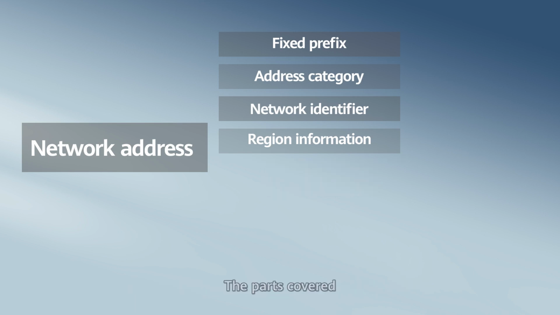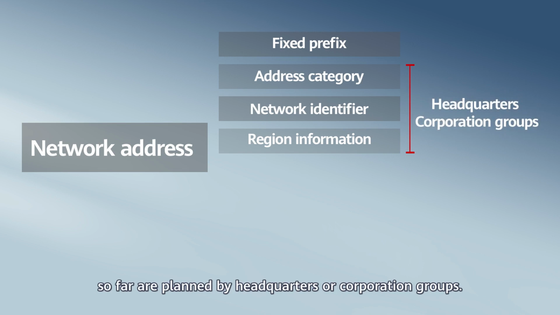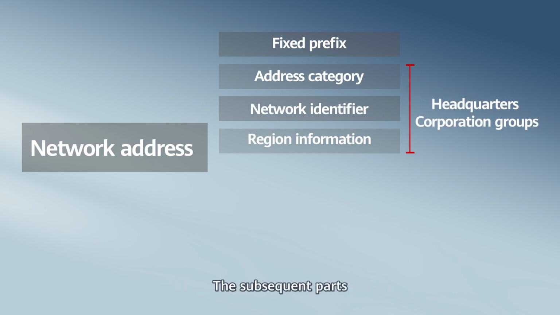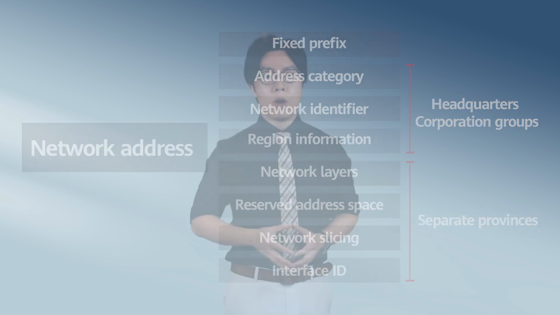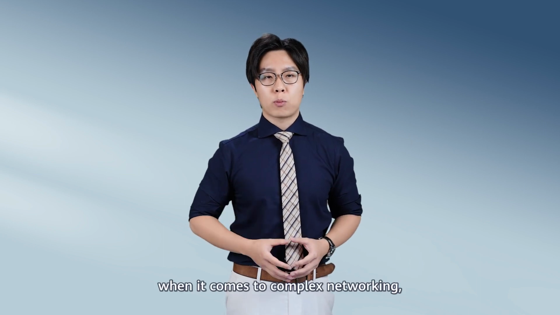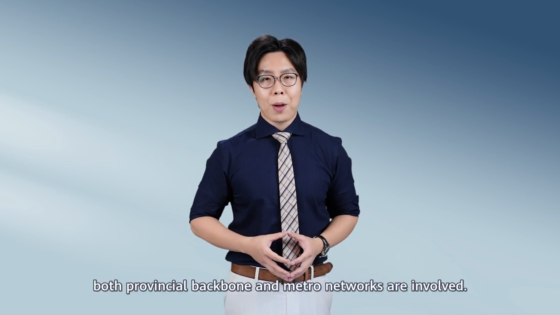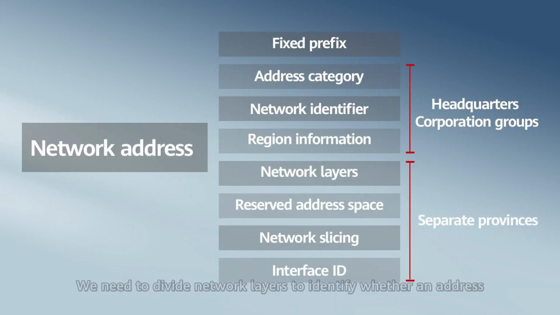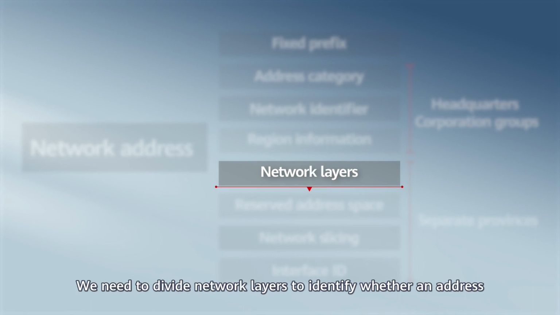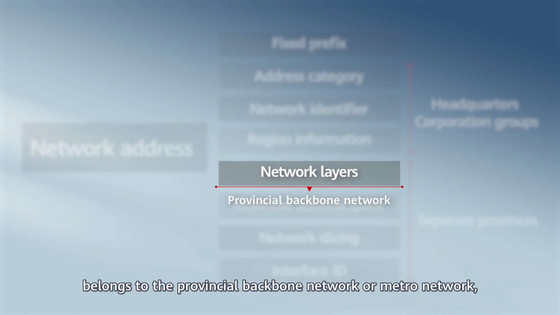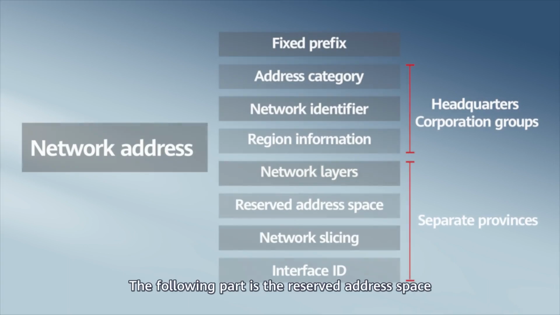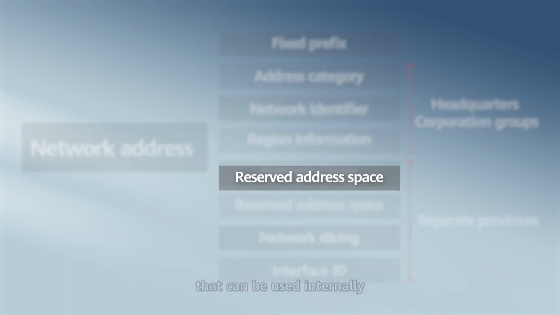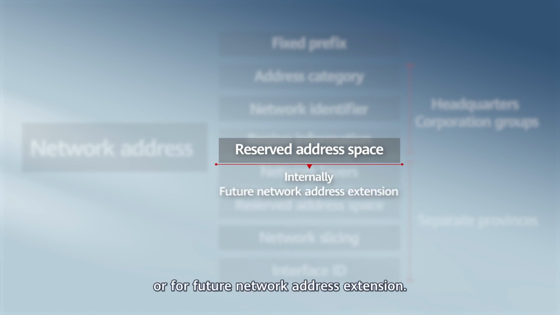The parts covered so far are planned by headquarters or cooperation groups. The subsequent parts are planned by separate provinces according to their actual situations. For instance, when it comes to complex networking, both provincial backbone and metro networks are involved. We need to divide the network layers to identify whether the address belongs to the provincial backbone network or metro network, or identify which metro network the address belongs to. The following part is the reserved address space that can be used internally or for future network address extension.